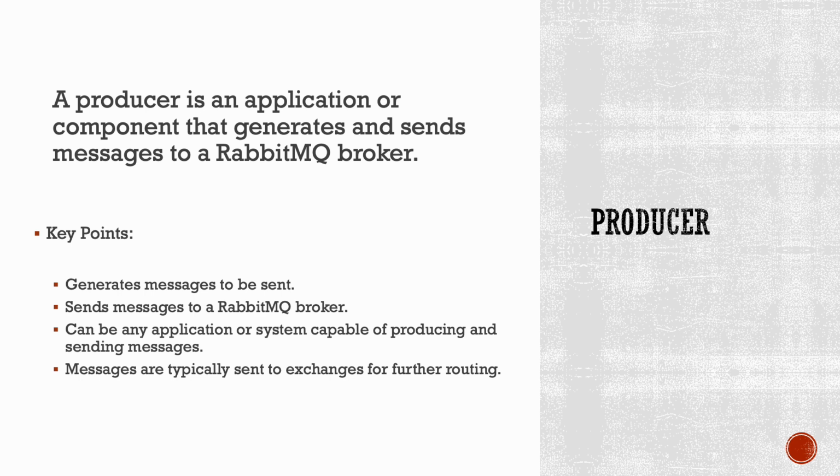When a producer sends messages to RabbitMQ, it typically sends them to exchanges. Exchanges are responsible for further routing of the messages to the appropriate queues based on routing rules.